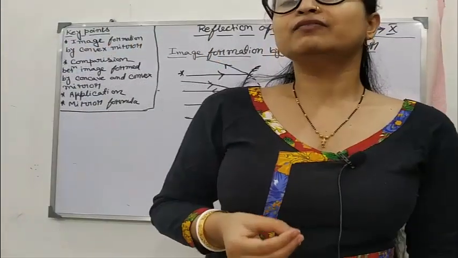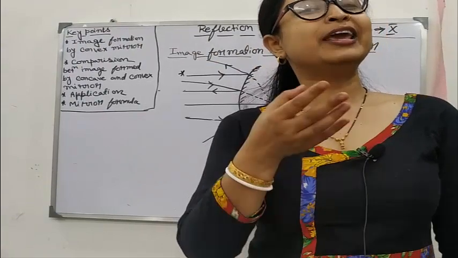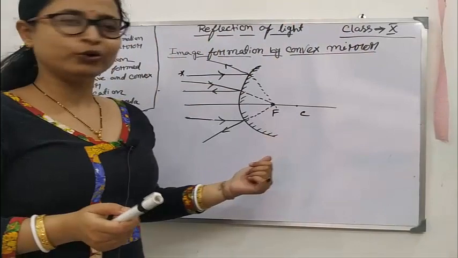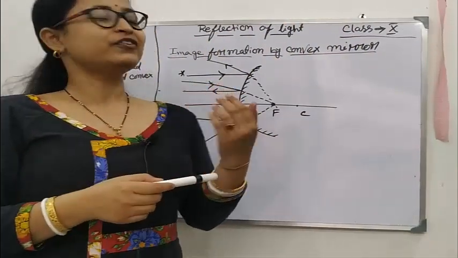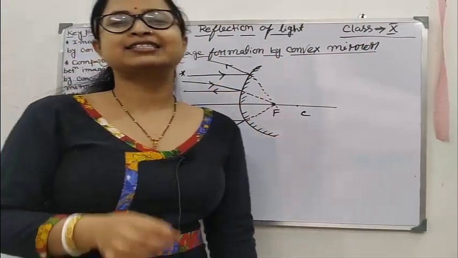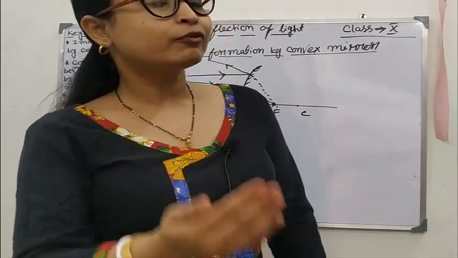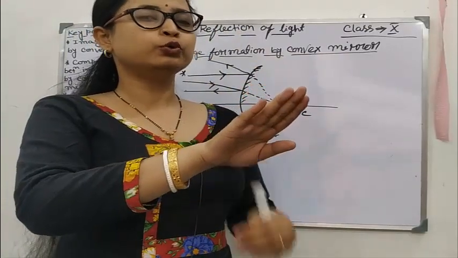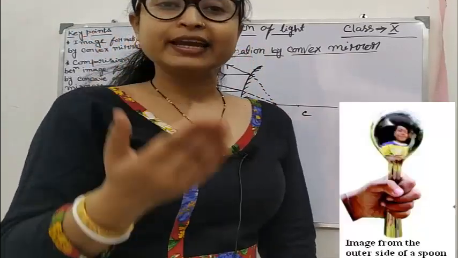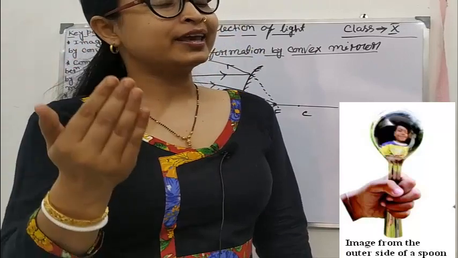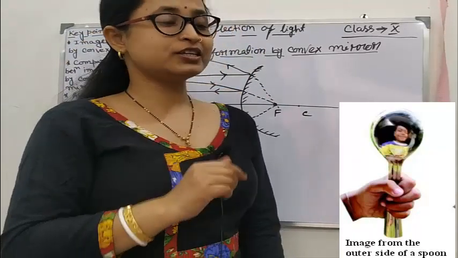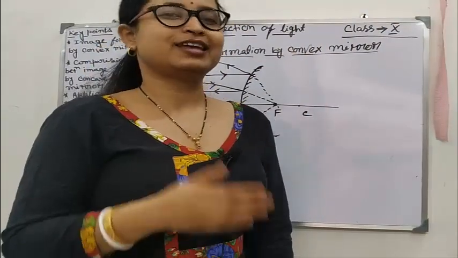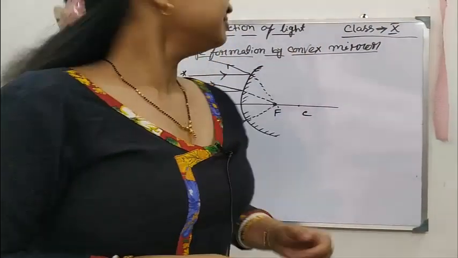Now the formation of image by convex mirror, you can easily check in your home also. For that, you just need a spoon, and the outer surface of the spoon behaves as a convex mirror. Now if we bring the outer portion of the spoon close to your face, you can get an erect, virtual and diminished image of your face, and if you move away, then also you will get a virtual image. So you can check it, it's fun.